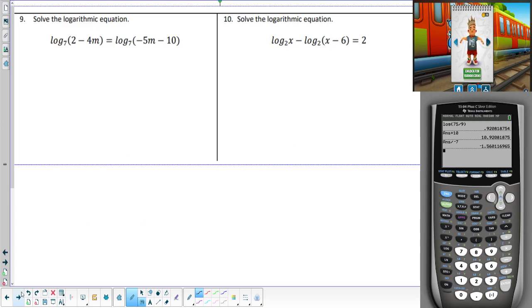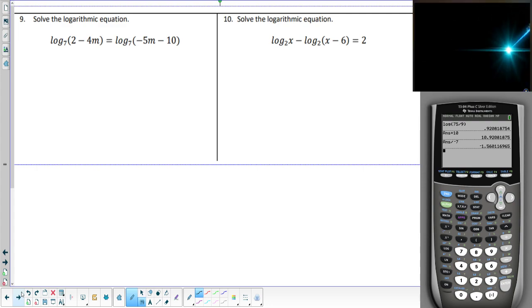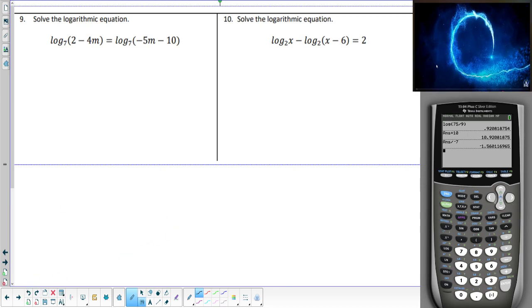However, if we need to cancel logs, like I mentioned, we can by setting both sides to a common base. Oh, my Subway Surfers is restarting.